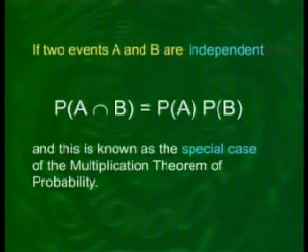If A and B are independent, then probability of A intersection B is equal to probability of A into probability of B. The reason is very simple. If we substitute P of B given A equal to P of B in the original multiplication theorem, we obtain this simple form that I just mentioned.